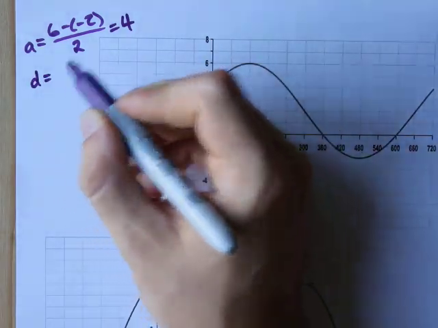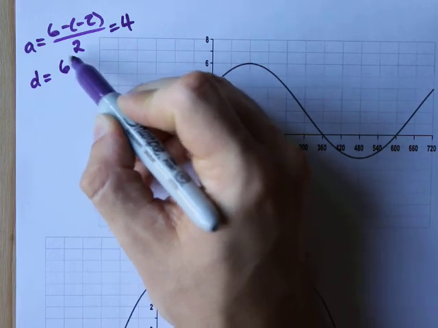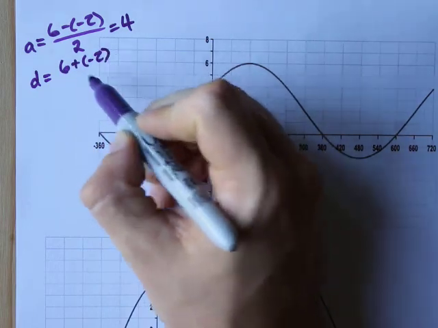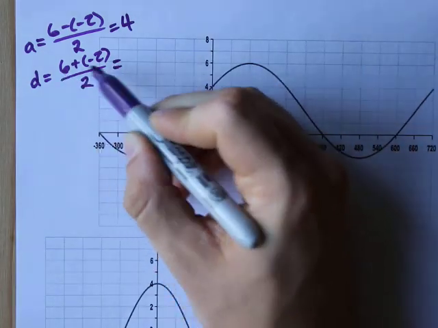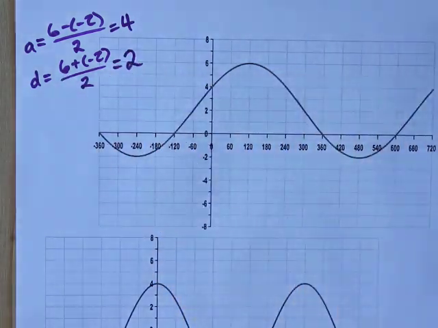The D, or vertical shift, is the same formula but with a plus sign in between. That's 6 plus -2 divided by 2. It's positive 4 divided by 2. My D is 2 here.